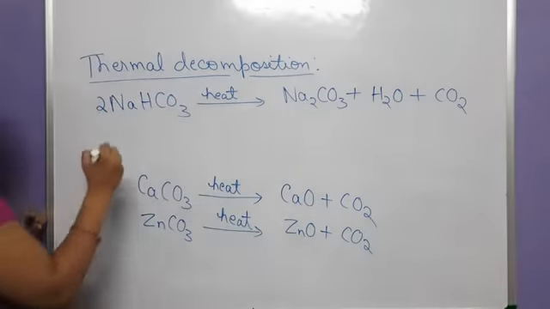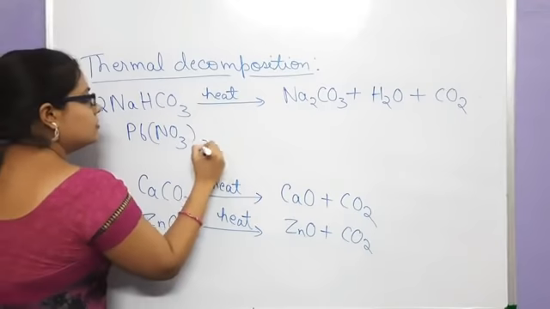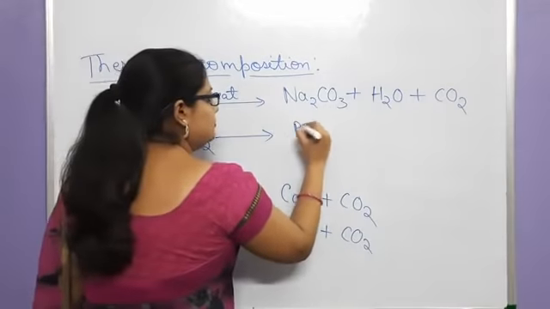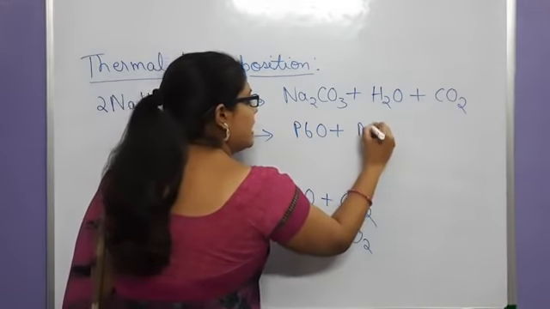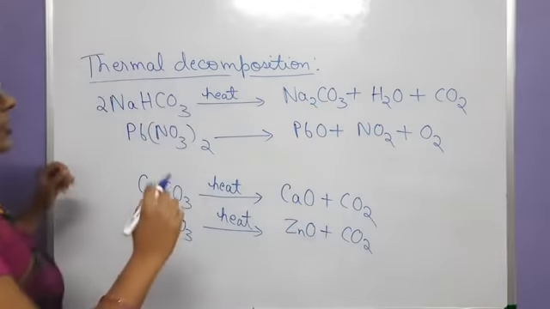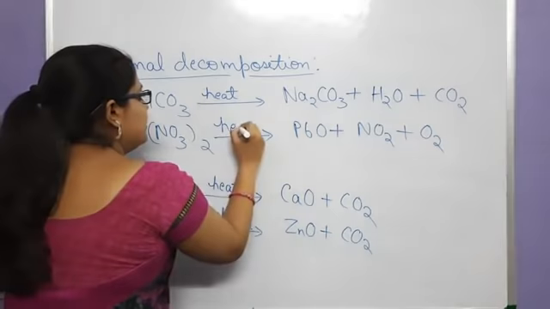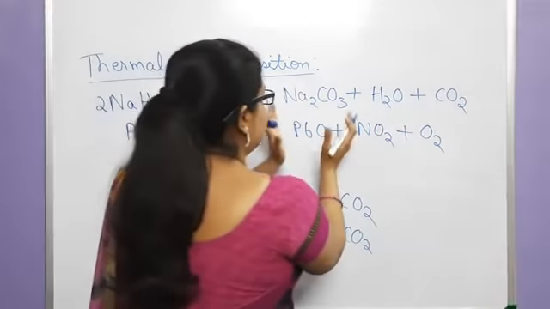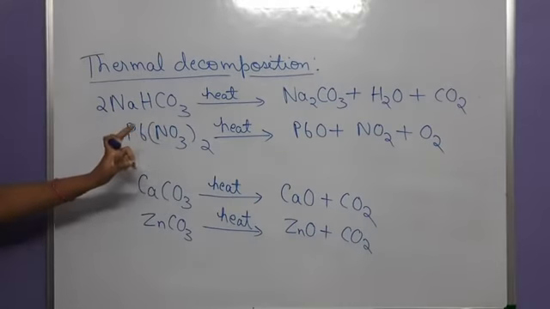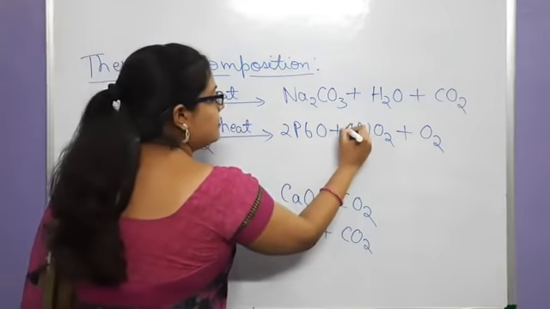Okay. The next example is lead nitrate. When heat is passed on it, it splits into lead oxide, nitrogen dioxide, and oxygen. So it splits into these three substances. So we can say that lead nitrate is split into simpler substances when heat is passed.